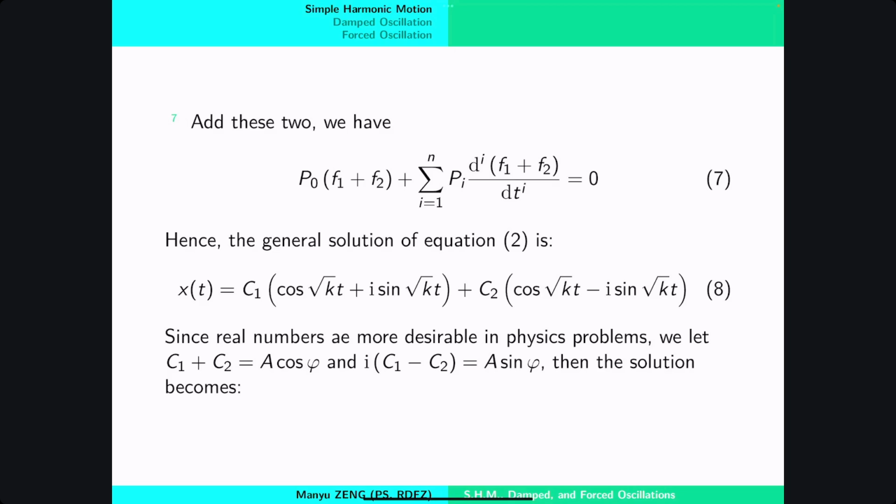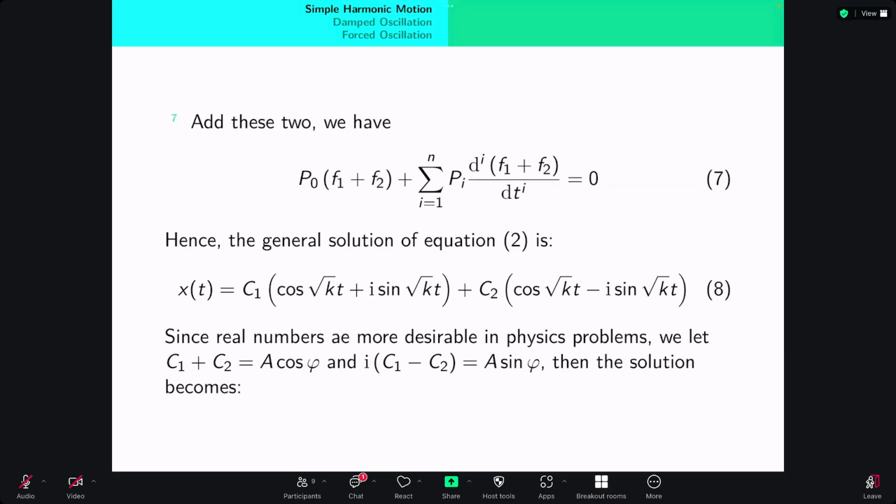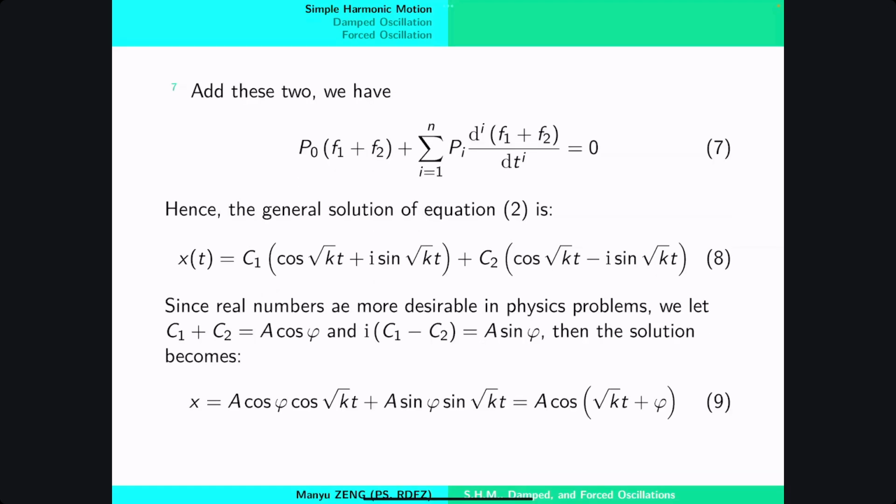So we can adjust the two arbitrary constants to achieve this. We let C1 plus C2 equal A times cosine of phi, and i times (C1 minus C2) equal A sine of phi. This can be achieved by solving for C1 and C2. Then the solution becomes like this, right?